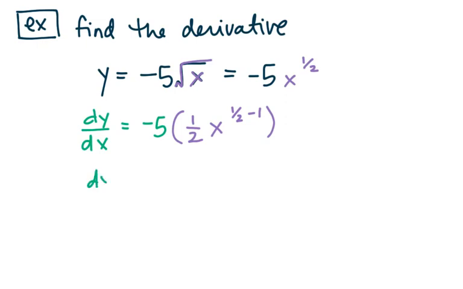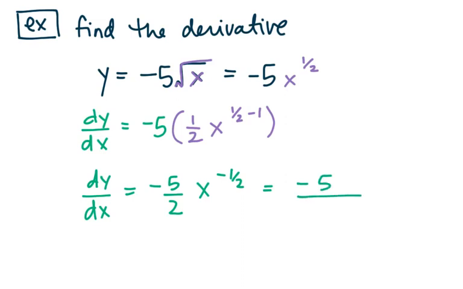In this situation, the derivative of y with respect to x would be -5/2 x. 1/2 minus 1 is -1/2. And that's the same as -5 over 2 x to the 1/2, or -5 over 2 square root of x.